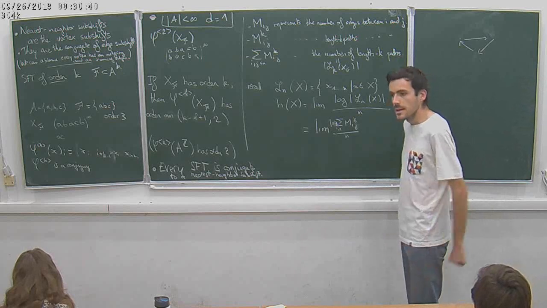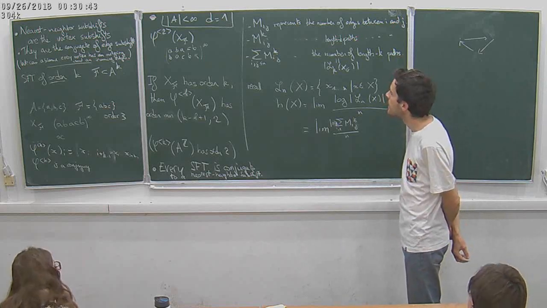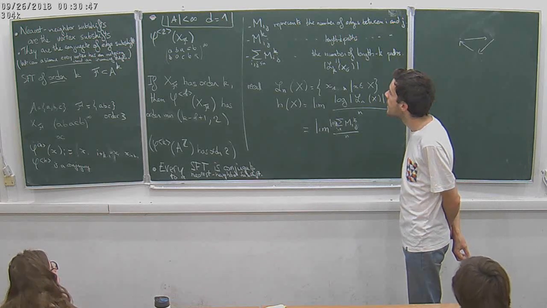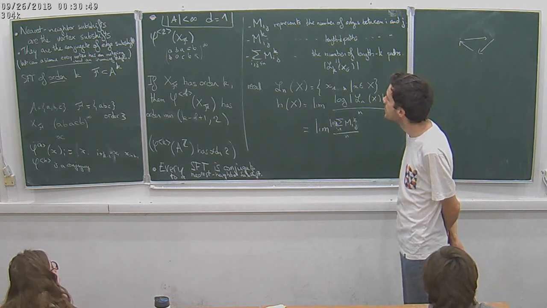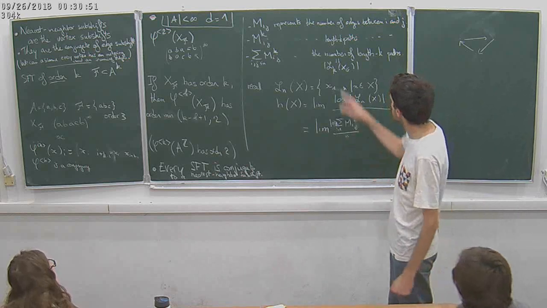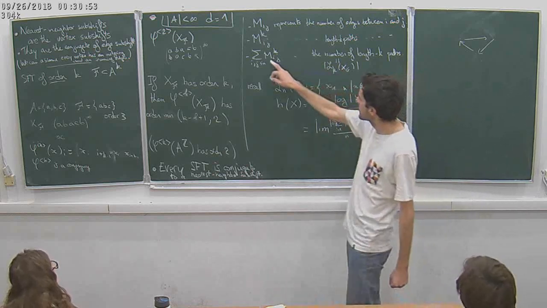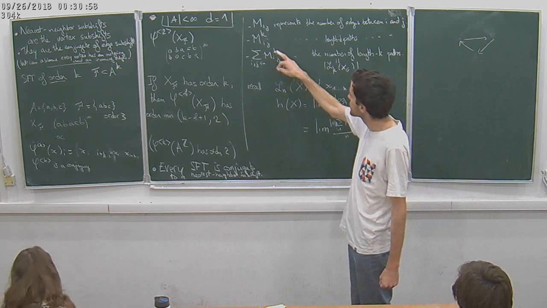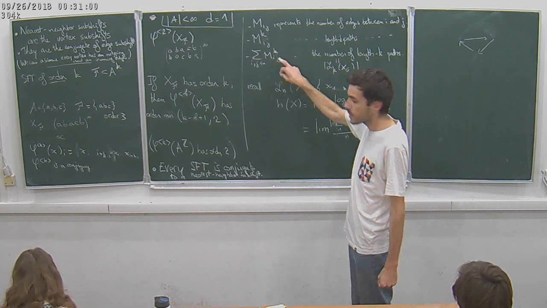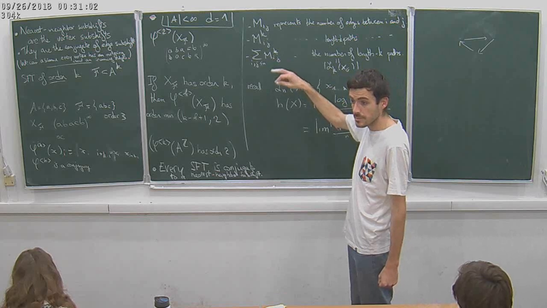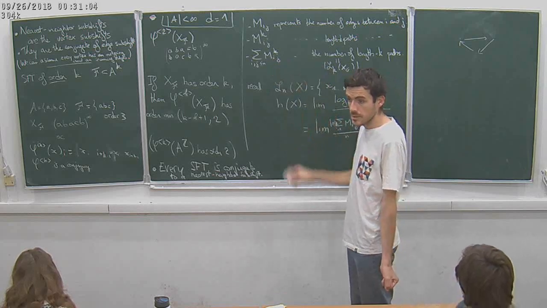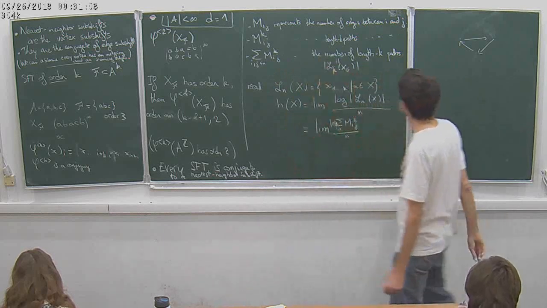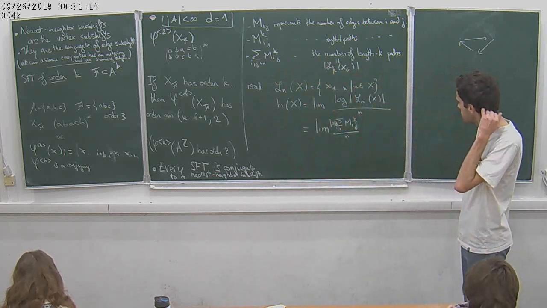Could you remind what we denote as the sum of M, i, j to the k? M is a matrix, you put the power k, and you take all the possible entries in this matrix of power k, and you get the number of finite paths.